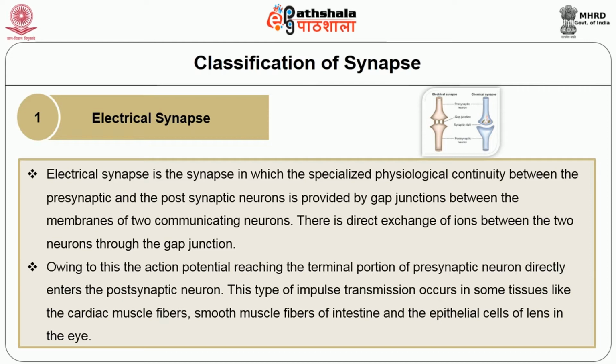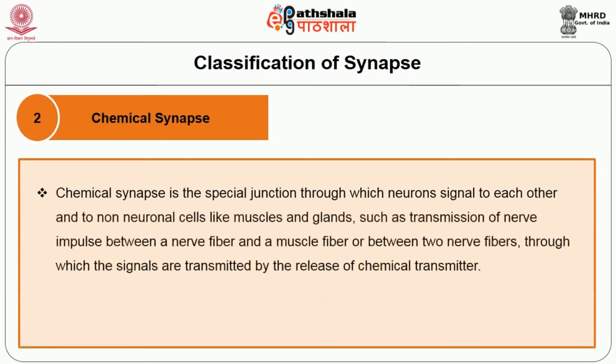This type of impulse transmission occurs in some tissues like the cardiac muscle fibers, smooth muscle fibers of intestine and the epithelial cells of lens in the eye. Figure 2 explains the electrical synapse and the chemical synapse. Chemical synapse is a special junction through which the neurons signal to each other and to non-neuronal cells like muscles and glands, such as transmission of nerve impulse between a nerve fiber and a muscle fiber or between two nerve fibers, through which the signals are transmitted by the release of chemical transmitter.